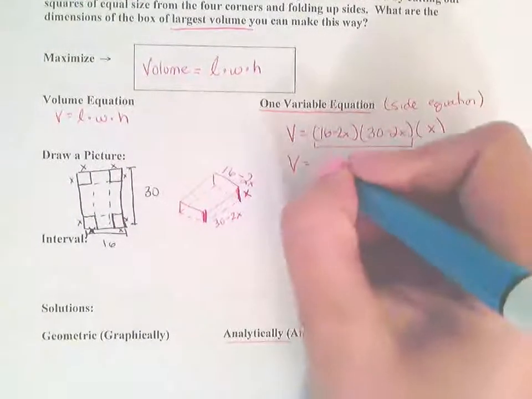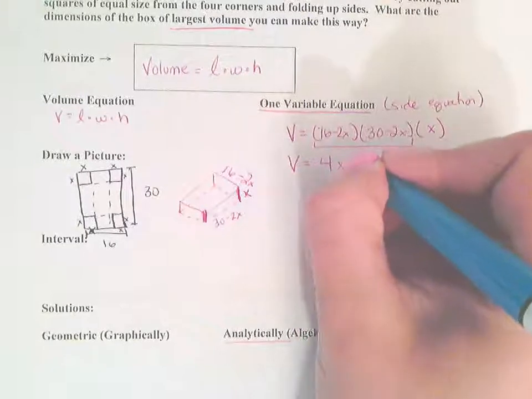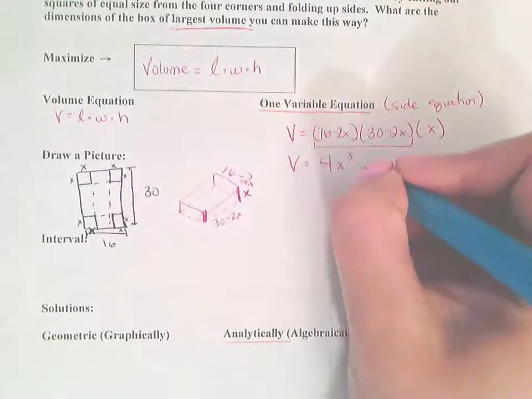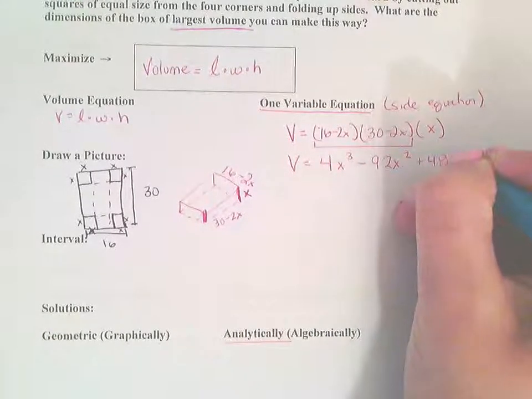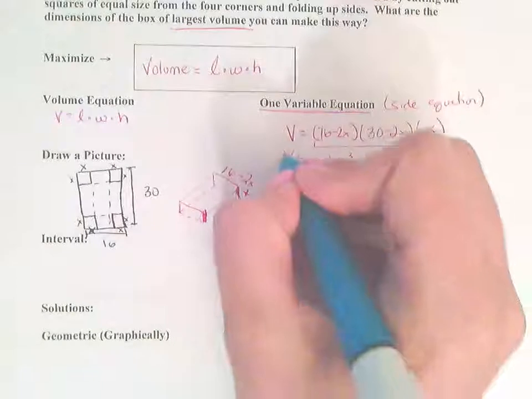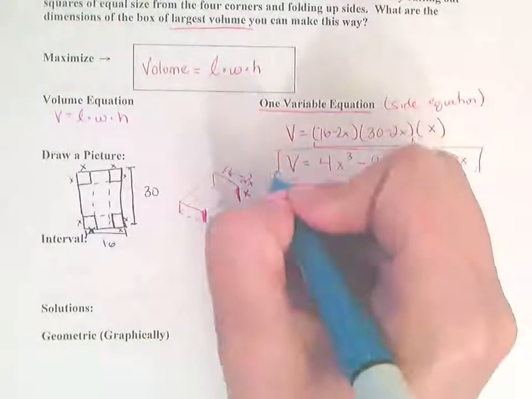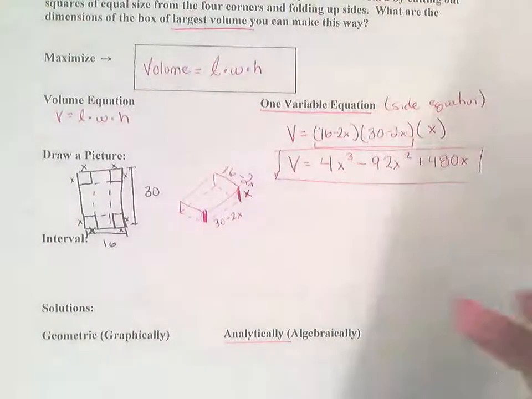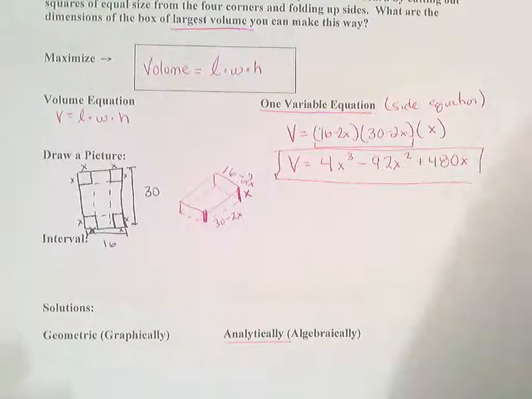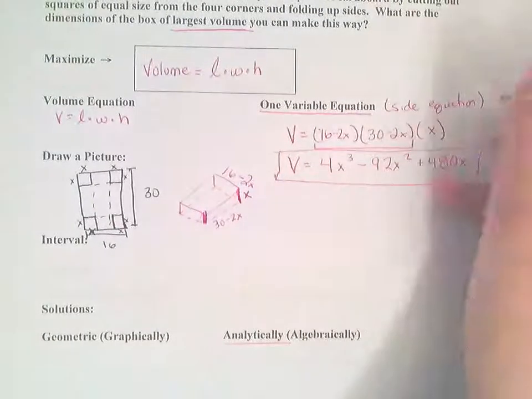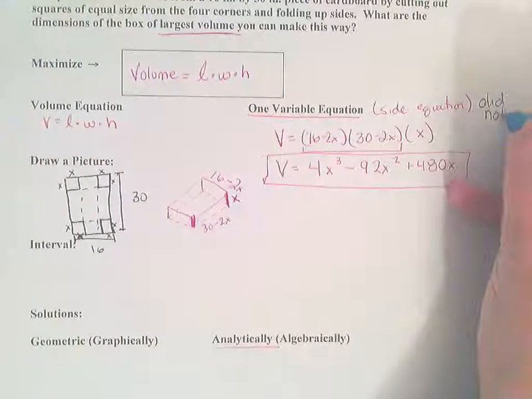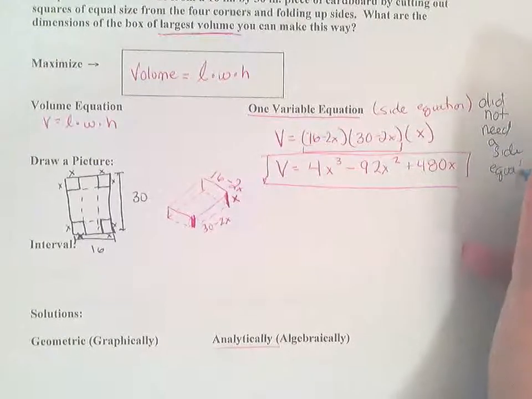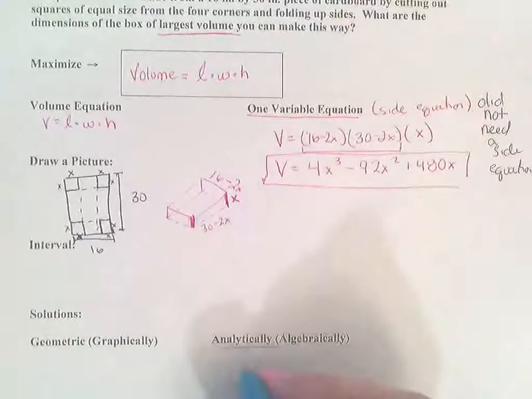You guys should know how to do this by now. So our FOILed completely problem is 4x cubed minus 92x squared plus 480x. So that is my one variable equation. Or I'm sorry, that is the equation that I'm solving, because here we did not need a side equation because we already had one variable.